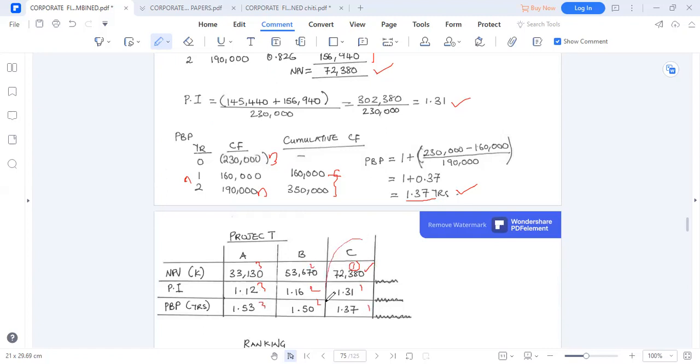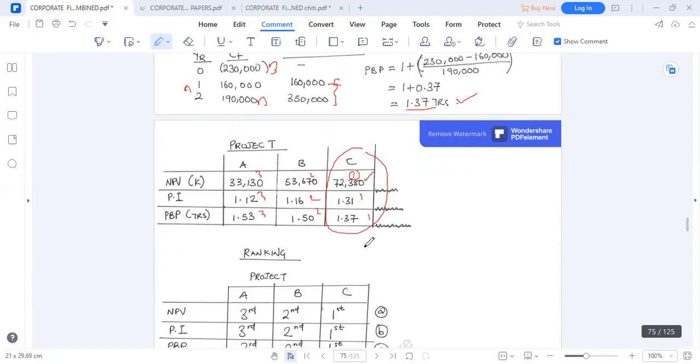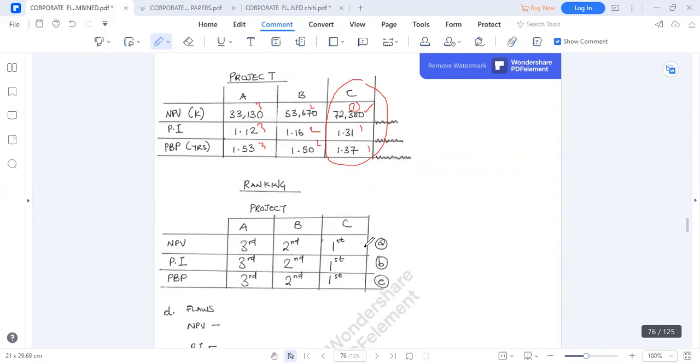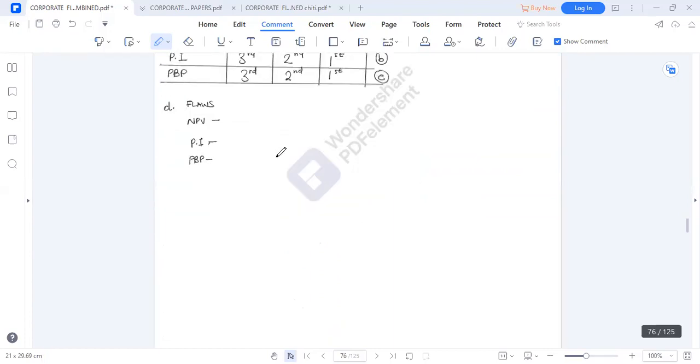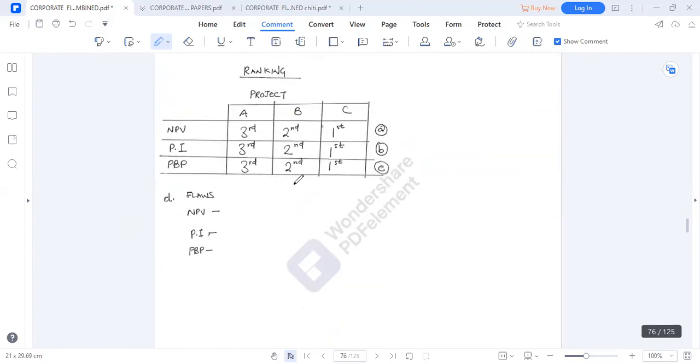So in all categories, C has been ranked best. So you can rank them as follows. So you can even make your comment based on that. So C outperformed all the 3 in terms of NPV, IRR, profitability index and the payback period. Is that clear?